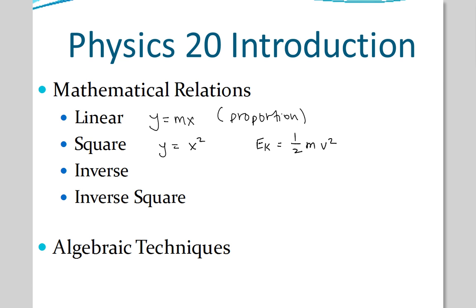So the inverse and the inverse square relationship, that's actually studied in Math 30, and you really only need to know about it sort of at a very surface level. You just have to know about it. You won't have to do too much math on it. So inverse would be y equals 1 over x, and inverse square would be 1 over x squared.